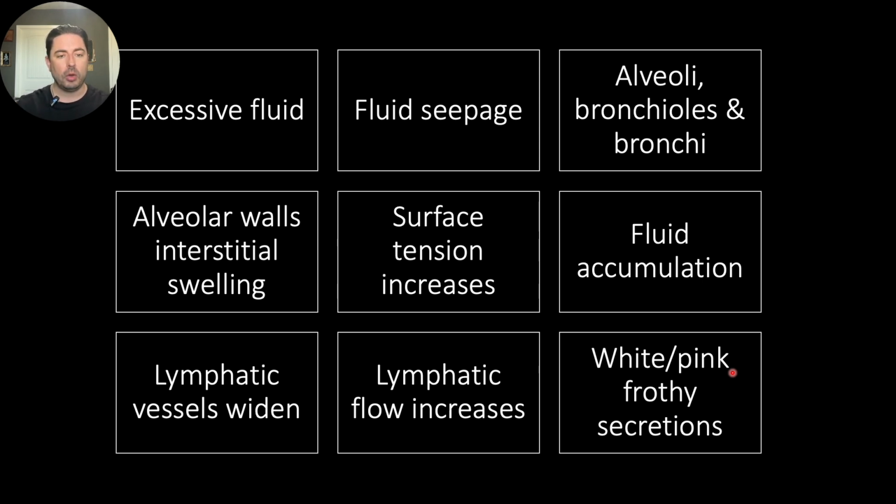Now, the way we get these pink secretions is if we start to add a little bit of red blood cells. We add red blood cells to the white secretions, and white plus red will equal the pink frothy secretions. So those are some big telltale signs. This is kind of the patho of pulmonary edema.